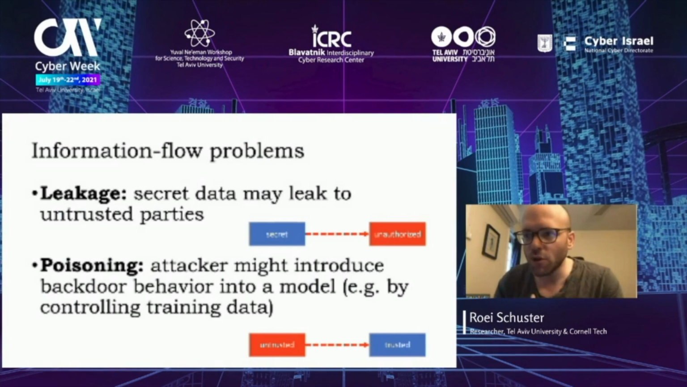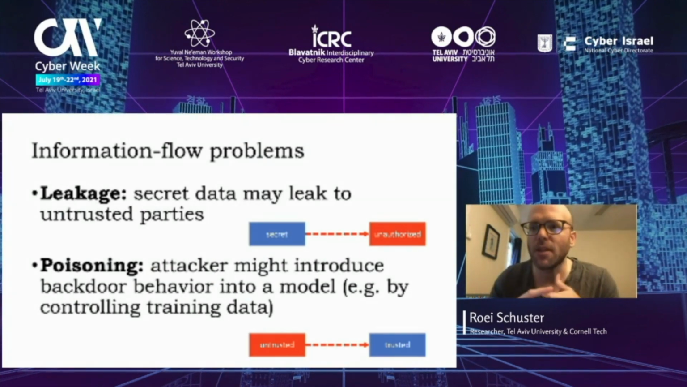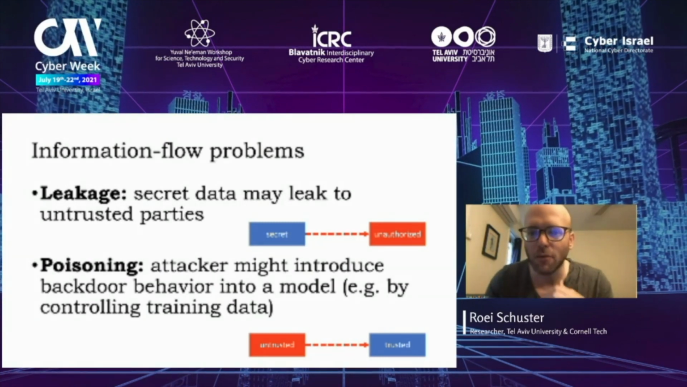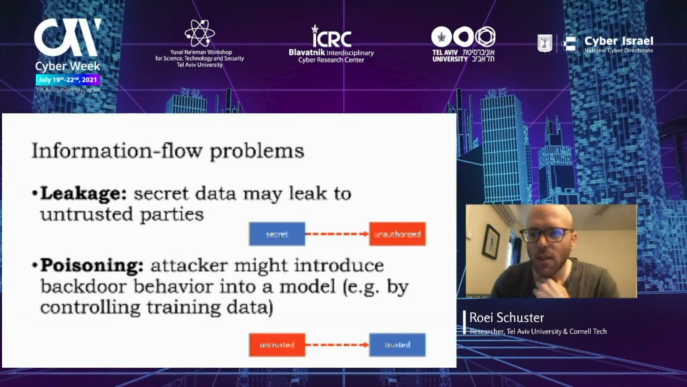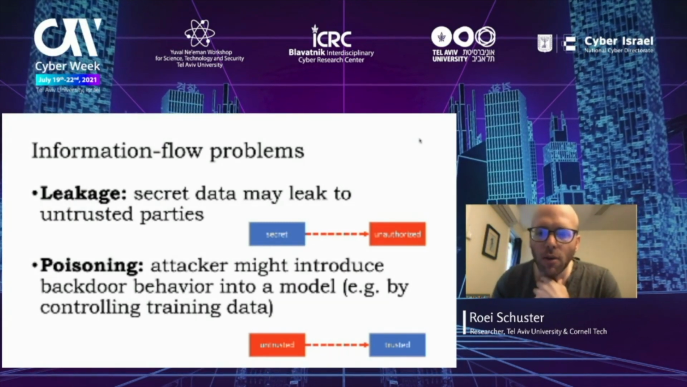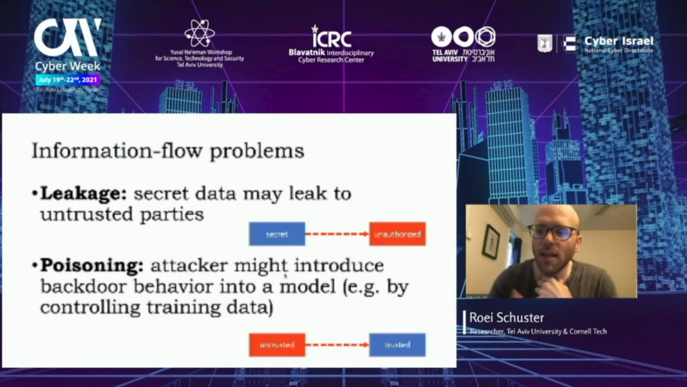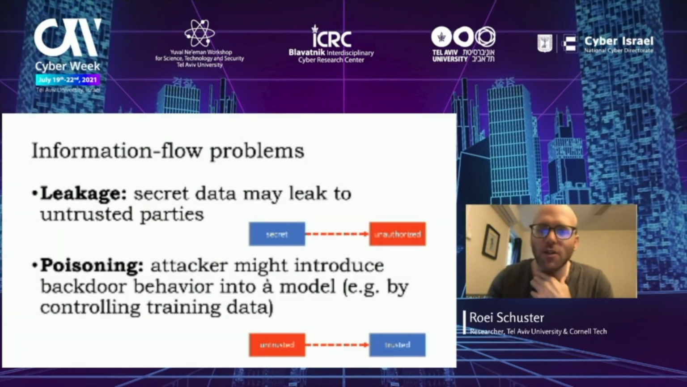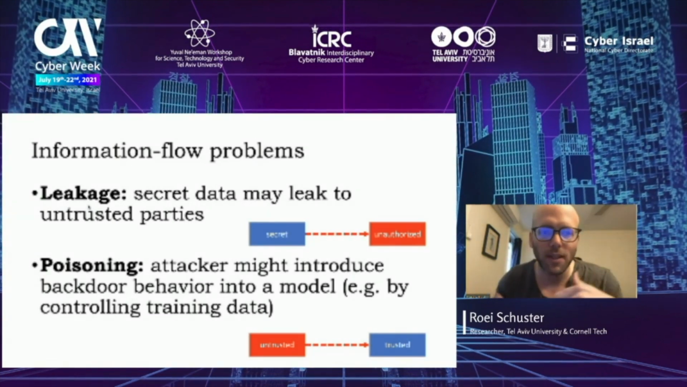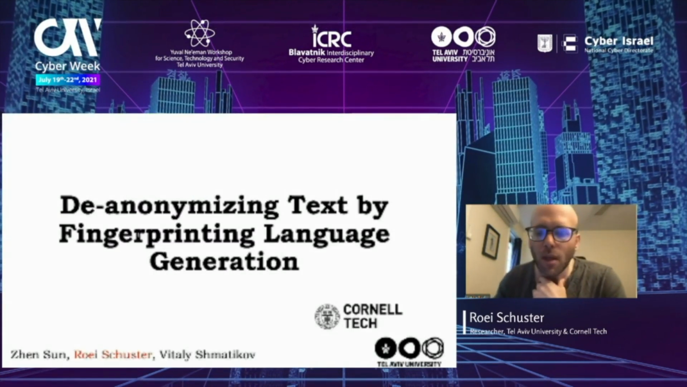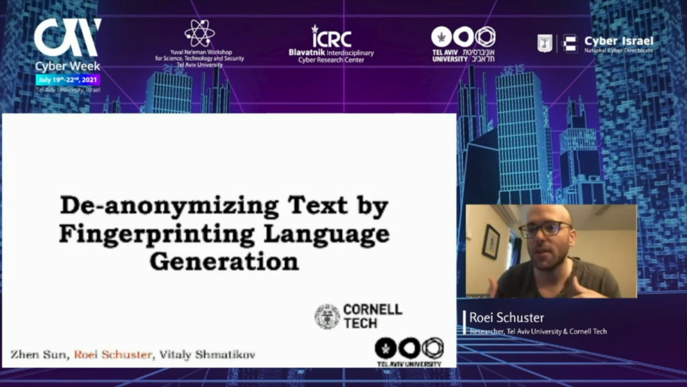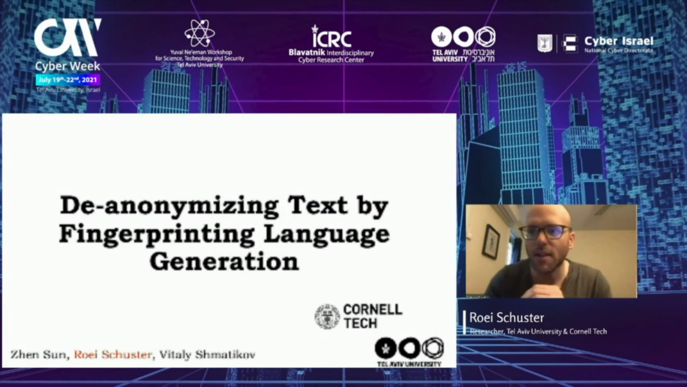So there are two types of problems arising from these added information flows. One is that secrets can leak to unauthorized parties, and the other is that untrusted data can be used to make decisions that we then trust. I'm going to refer to these problems as leakage and poisoning, and I'm going to give examples of this from our work. So the first case study is an example of leakage.